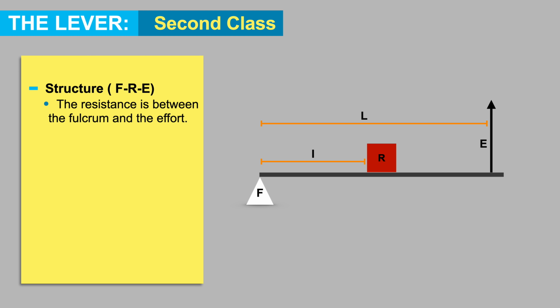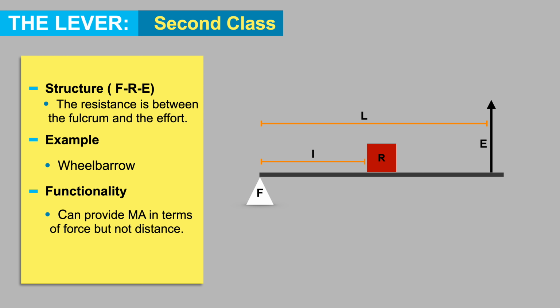In the second class lever, the resistance is between the fulcrum and the effort. An example of this type of lever would be a wheelbarrow, where the wheel acts as the fulcrum, the load is in the middle, and effort is applied at the handles. This type of lever always provides a mechanical advantage in terms of force, but not distance.